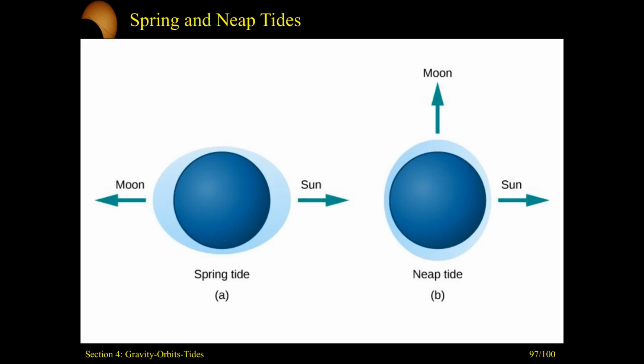So one question to ask yourself right now, when we call these spring and neap tides, how many times in a year does a spring tide occur? Is it called a spring tide because it happens in spring? No. The spring just means that it's springing forth. It's more bountiful. It's a higher tide.